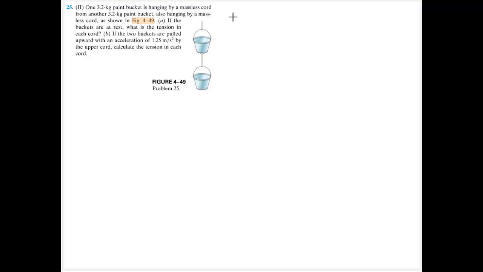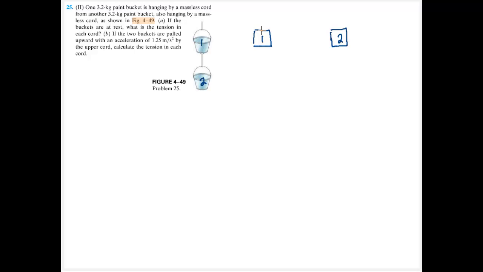So I'm going to work problems number 25 and 67 for Chapter 4. Take a second, pause, and read this question. The first thing you need to do is draw free body diagrams for the two buckets. I'm going to call that one bucket number 1 and bucket number 2. And I'm going to draw my free body diagrams for bucket number 1 and bucket number 2.